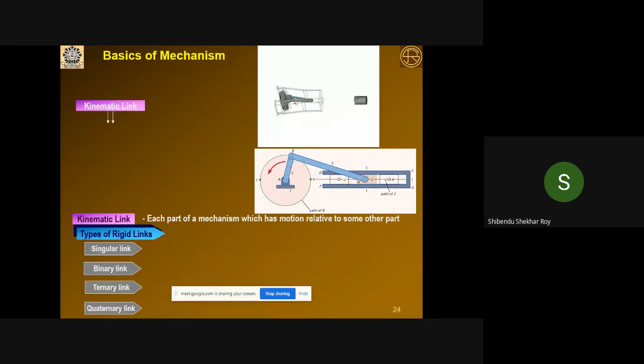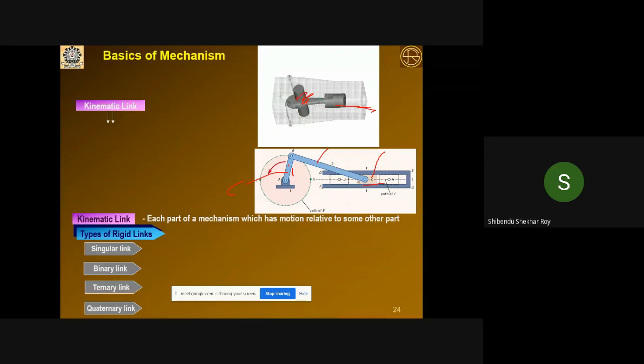Now the first movable link, that means the crank. This one is the crank, the rotating one. So this is link number 2. Then link number 3 is the connecting rod. This is called the crank, and this is called the connecting rod. And this one is called the piston or the slider, this black one. It slides over the fixed link.